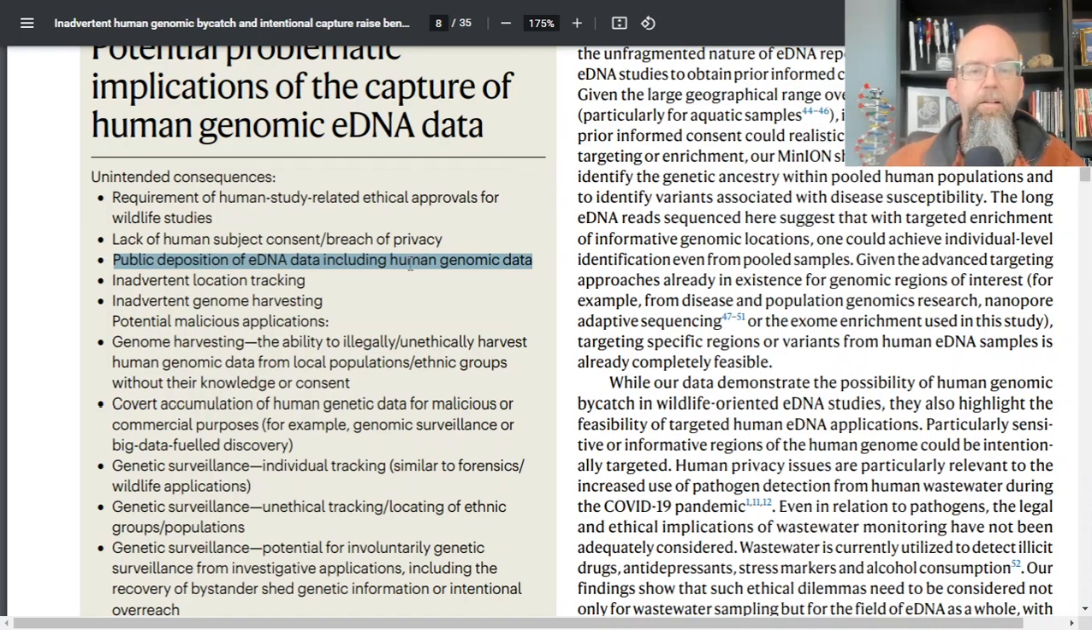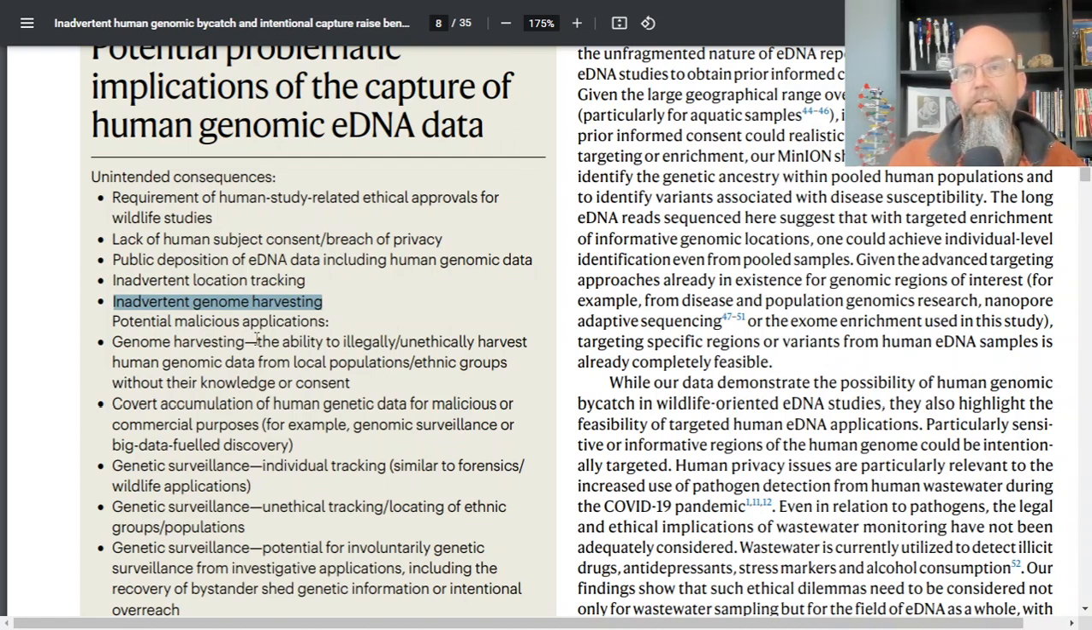Yep, definitely. There's inadvertent location tracking, right? Here's the sample, and when I submit samples for environmental DNA, you're saying what the location of that environmental sample was, because that's important information for anyone else who wants to use that DNA as part of a larger study. That's the great thing about these large databases: I can go in and collect data from other people's studies, add something more to it, come up with new information. Inadvertent genome harvesting, collecting entire genomes.